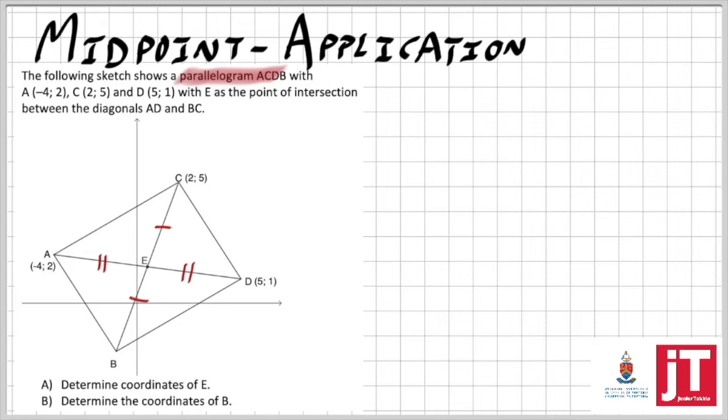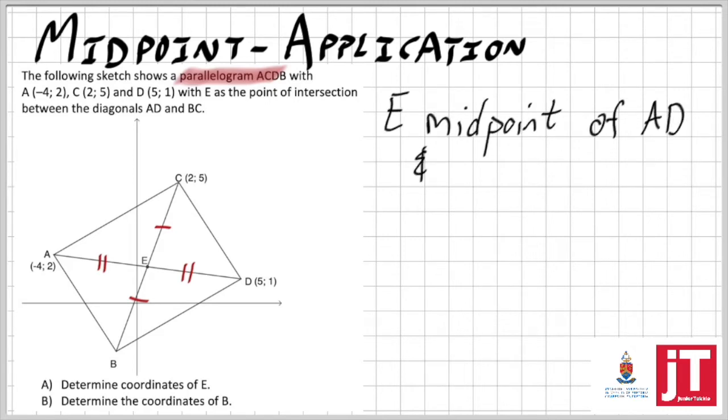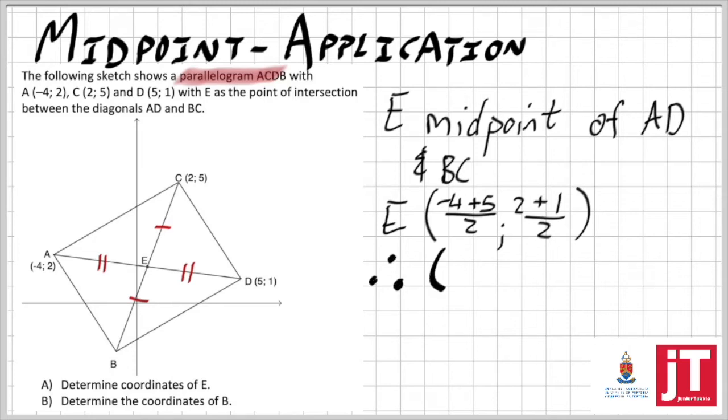So if they ask me for the coordinates of E, I'm going to start off by using the midpoint between A and D. Why? Because coordinates A and D are given. How do I determine that? Well, simply using the midpoint formula. So I'm going to add the two x values divided by 2. Same with the y values divided by 2. So therefore, E is the coordinates (1/2, 3/2).